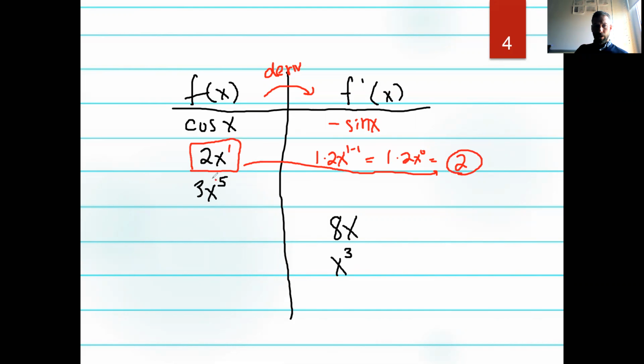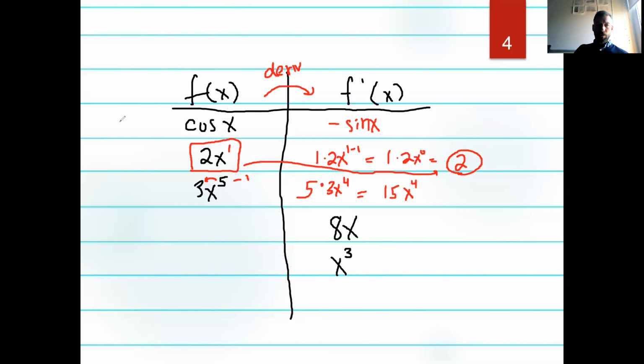Same thing with this one here. We bring this 5 down and we get 5 times that 3x. We multiply those first two. And then we would subtract 1 from that exponent, and that would become a 4. So we get 15x to the 4th.